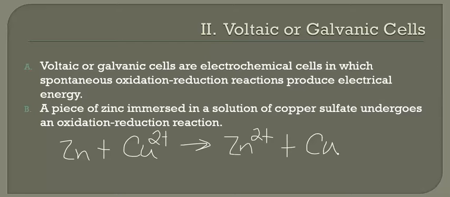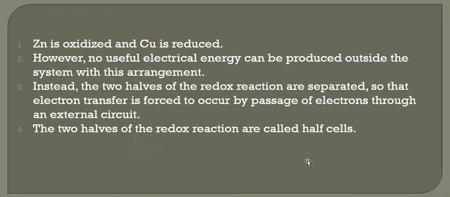So in this case, zinc is oxidized. Zinc goes from no charge to 2+. Copper is reduced. Copper gains electrons, goes from Cu2+ to Cu with no charge. However, in this system, no useful electrical energy can be produced. Instead, the two halves of the redox reaction are separated, so electron transfer is forced to occur by passage of electrons through an external circuit.